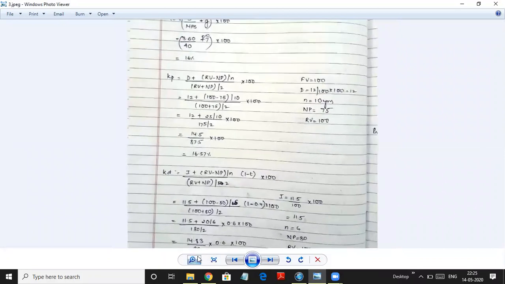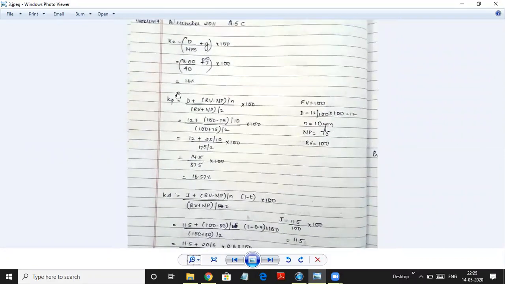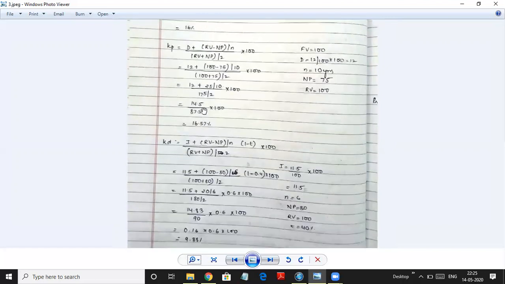As the preference shares are redeemable, we use the redeemable formula: D plus RV minus NP divided by N, the whole divided by RV plus NP divided by 2, into 100. So here we'll put the values: dividend 12 rupees, RV 100 minus NP 75 divided by 10, the whole divided by 100 plus 75 divided by 2 into 100. When you solve it, you basically get 16.57%. Similarly, we'll do it for cost of debt.